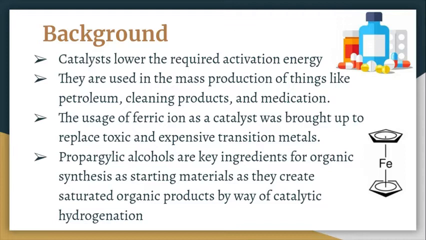The usage of ferrocenium catalysts or iron catalysts are brought up as a way to replace more toxic second and third row transition metals such as ruthenium, as less of the ferrocenium catalyst is required in order to go through with the same reaction. These reactions rely on the usage of propargylic alcohols, which are key ingredients for catalytic hydrogenation in the synthesis of organic materials.